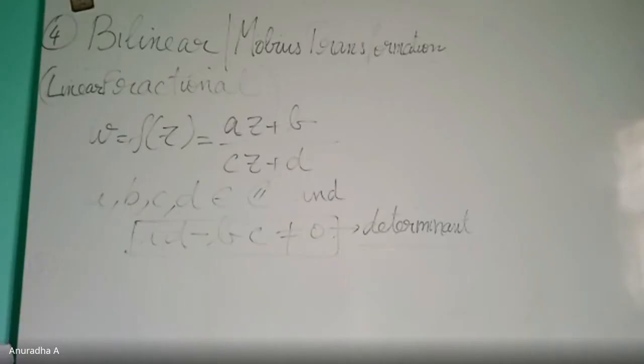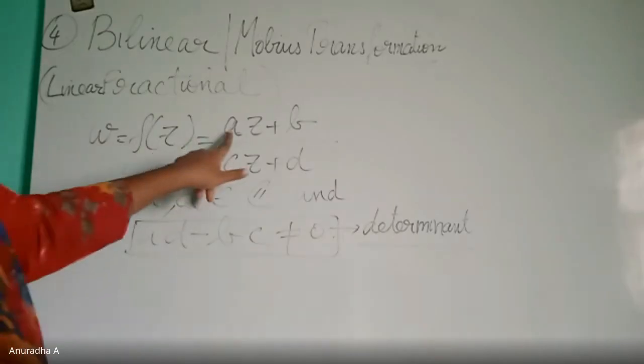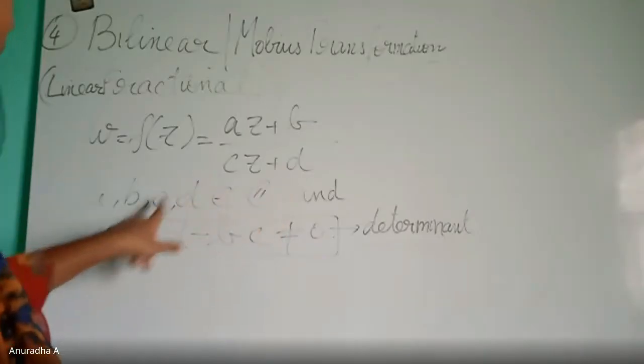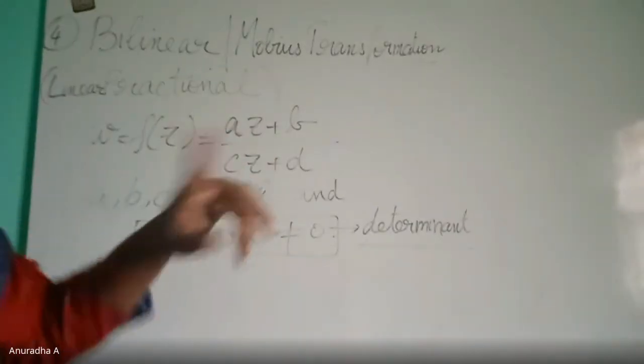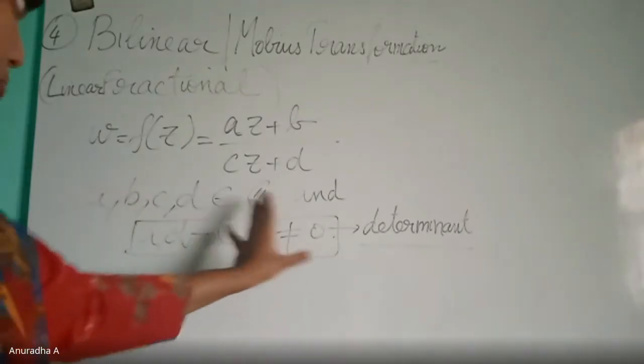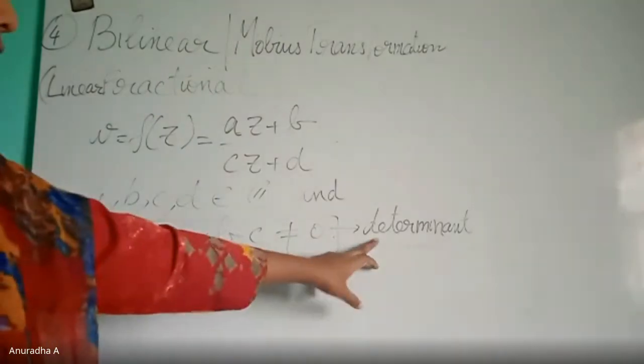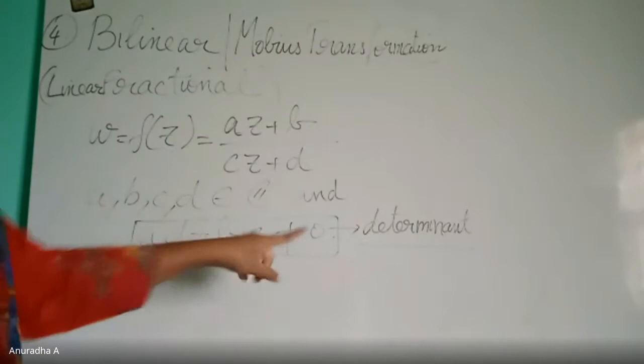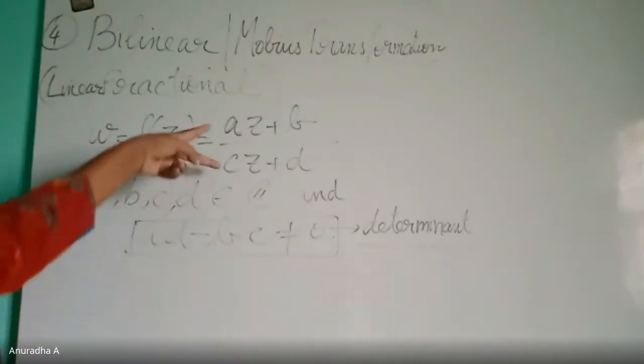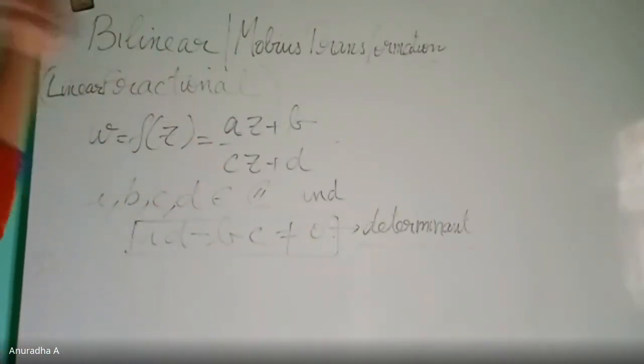Ma'am, what you have written over here in the second last slide? So W equal to F of Z, that is (Az plus B) upon (Cz plus D). A, B, C, D must be complex numbers. Like in magnification, some were real, some were complex. Here, everything should be complex numbers. And this condition must exist, that is, the determinant of the transformation should be non-zero. These two conditions must be there. Then only it is called bilinear mapping.